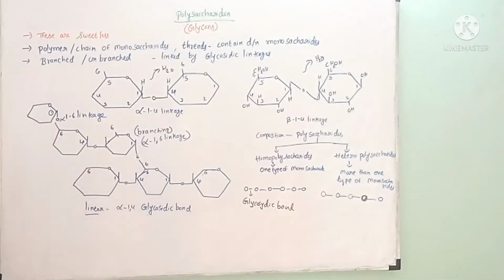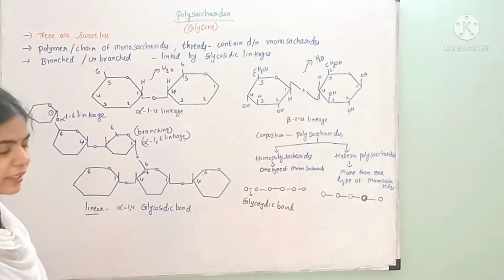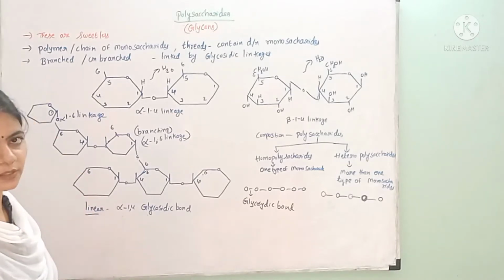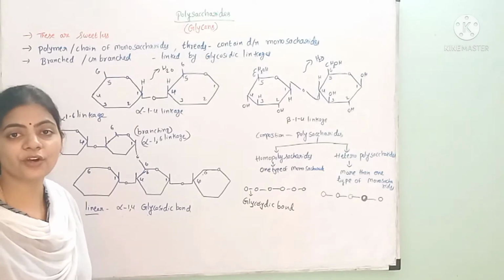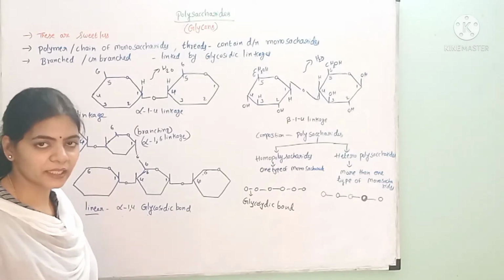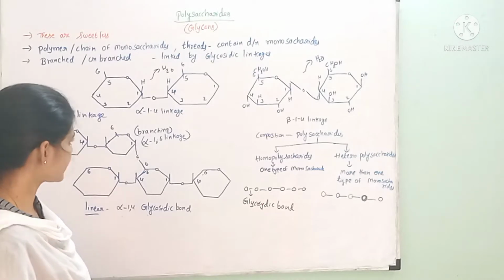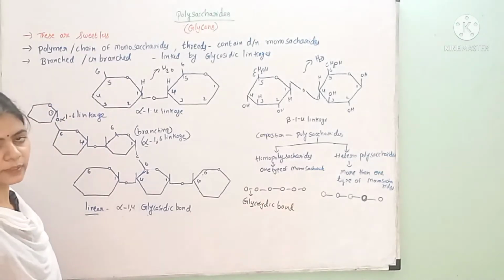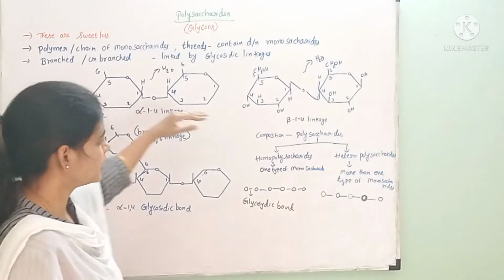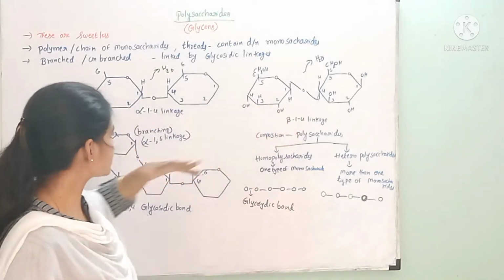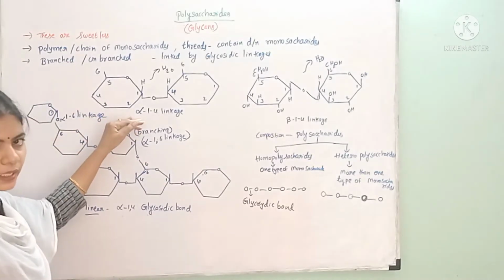So what are the different types of glycosidic bonds? Already we have studied how the glycosidic bond is formed: by the condensation of molecules. By the condensation of different monosaccharides, they form glycosidic bonds. For example, this is the alpha 1,4 linkage. This is the beta 1,4 linkage. What is the difference between alpha and beta 1,4 linkage?